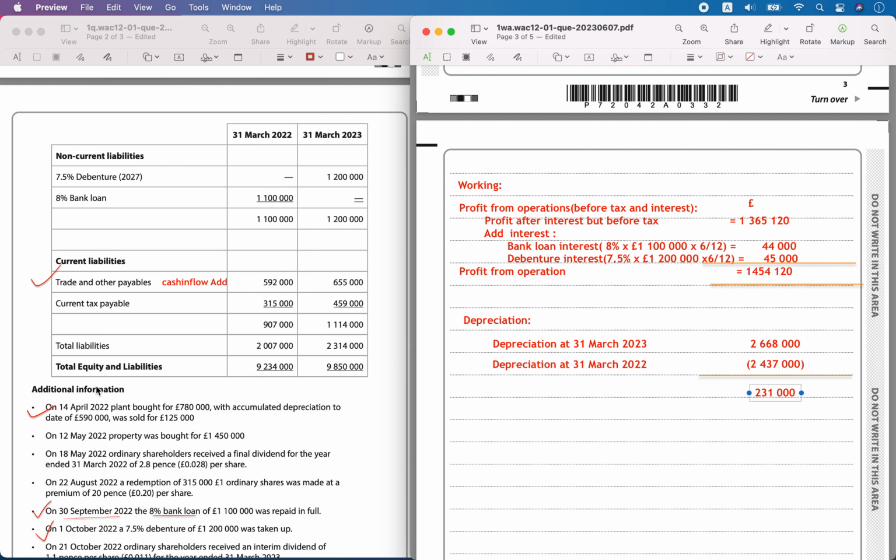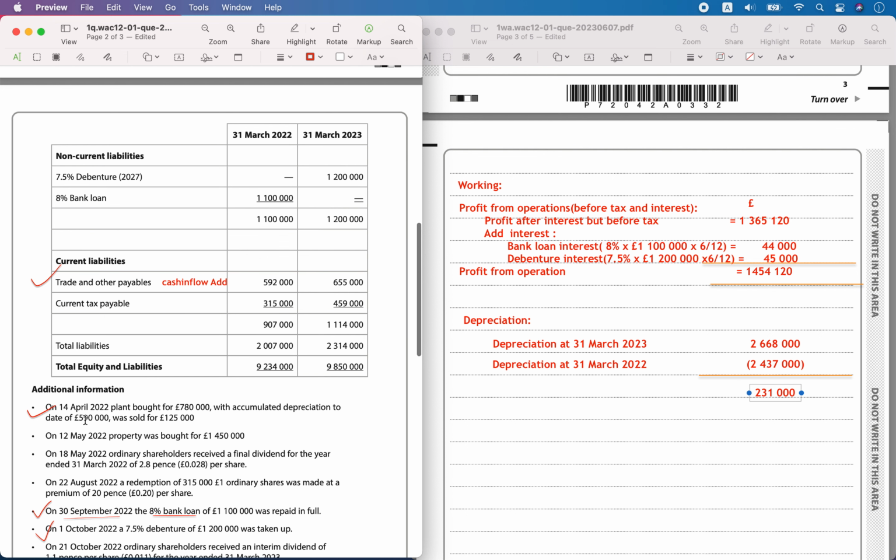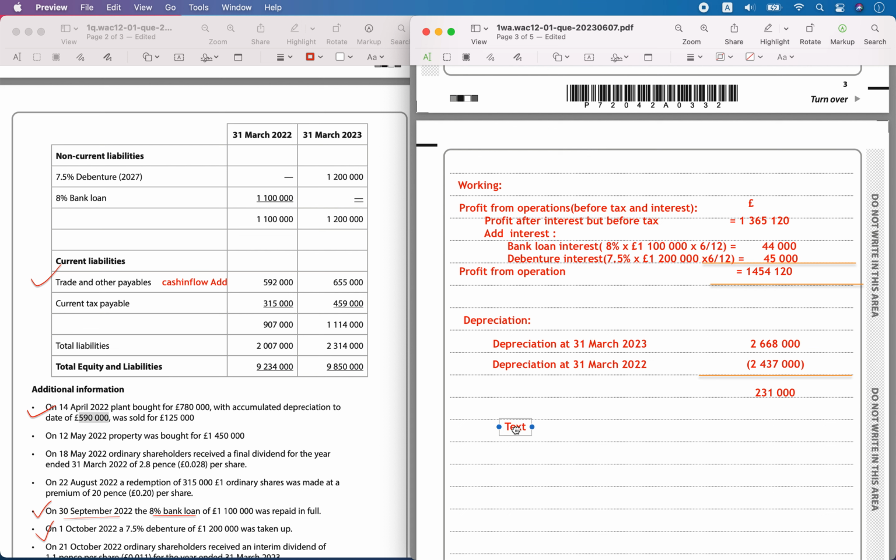Apart from that, there was a plant with the accumulated depreciation that was sold off. This also you would have removed. So I am going to add depreciation from sale, which you would have also subtracted. So I am going to add back that depreciation also: 590,000. All this you would have subtracted, so I am just going to add back to that profit to get the profit from operations.